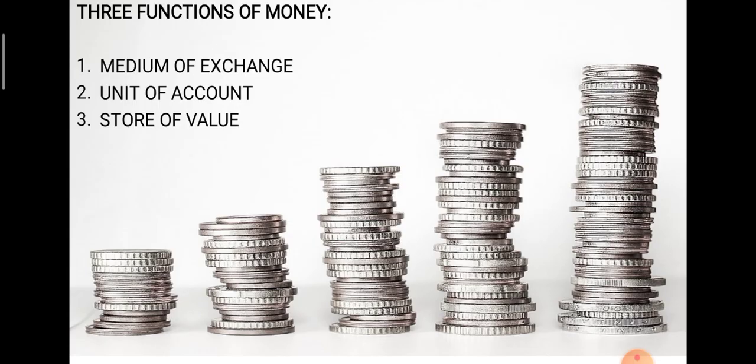There are three functions of money. First, the medium of exchange. Medium of exchange is money used for buying and selling goods and services. Second, unit of account. Common standard for measuring relative worth of goods and services. The last one is the store of value. Convenient to store wealth.